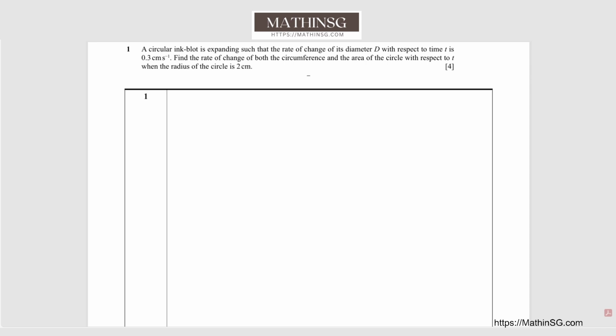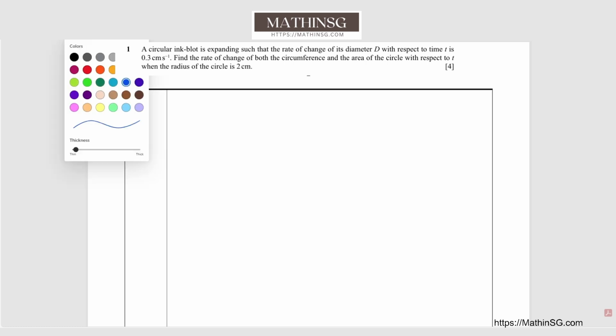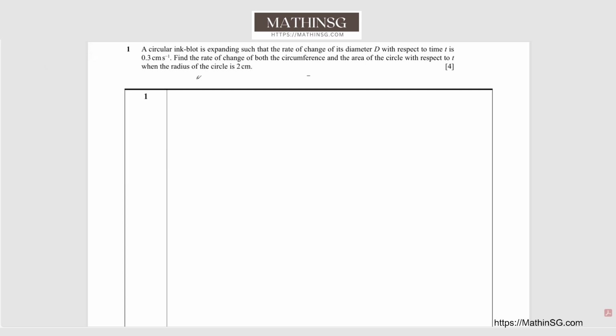In the first question, it is a rate of change question. So let's take a look at what we are given. We have a circular ink blot that is expanding such that the rate of change of its diameter D with respect to time is 0.3 cm per second. So let's write this out. We are given dD/dt, where uppercase D is the diameter, is 0.3 cm per second.